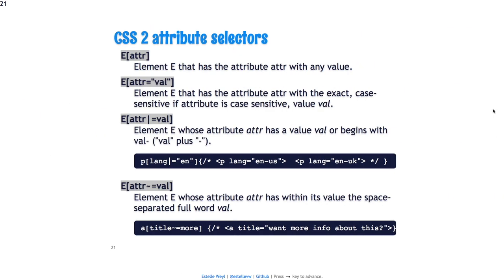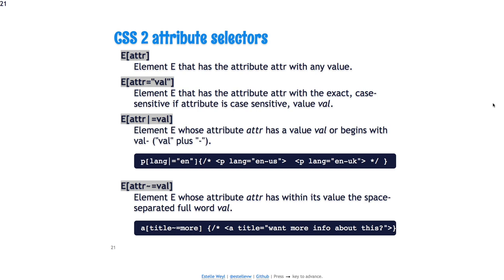So, that was a basic one. Let's go into a little bit more complex ones, the ones that were given to us in CSS 2. We had attribute, whether it was present, or attribute equals an exact value, case sensitive if the attribute is case sensitive. So in HTML, the attributes that you get by default are not case sensitive. So input type equals date, whether it's all capital or all lowercase, would match.